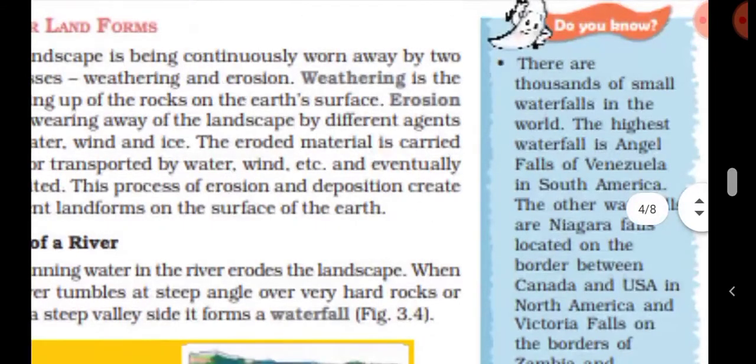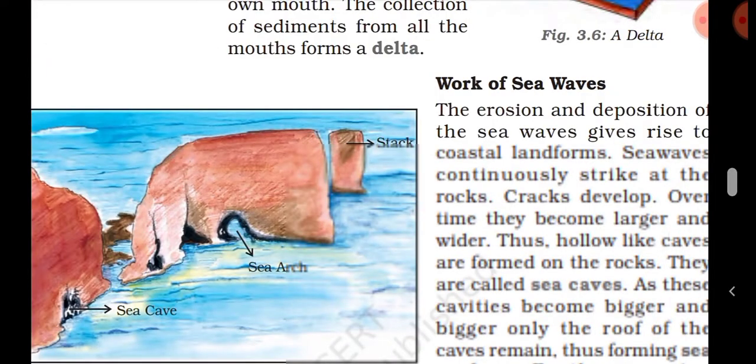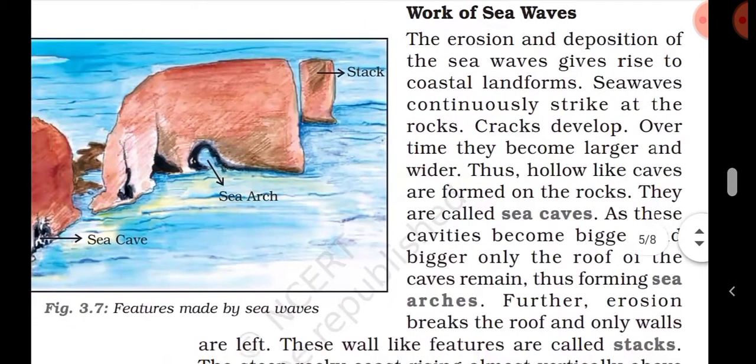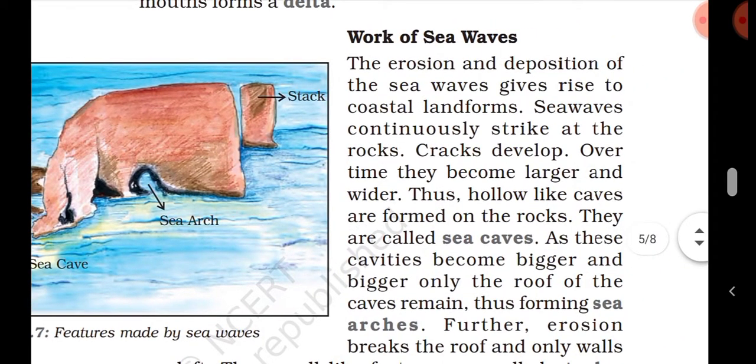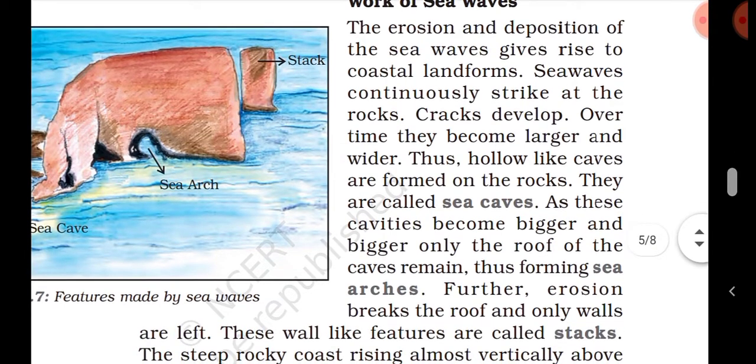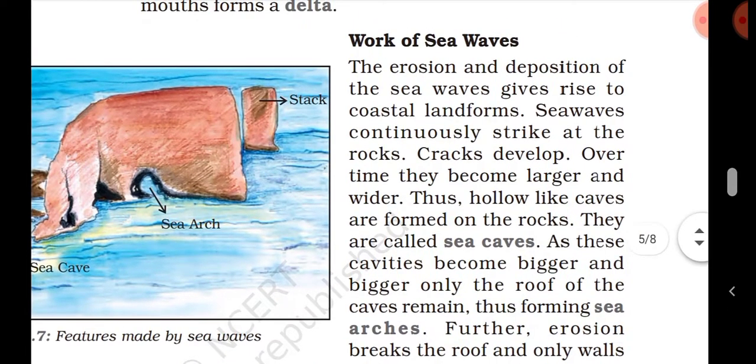So now, work of the sea. Work of the sea is our next topic. As you can see in this figure 3.7, features made by the waves. The erosion and deposition of the sea waves give rise to coastal landforms, and sea waves continuously strike at the rocks. मीन्स जो ये सी की जो वेव्स होती हैं कंटिन्यूसली जो है रॉक्स से टकराती हैं.